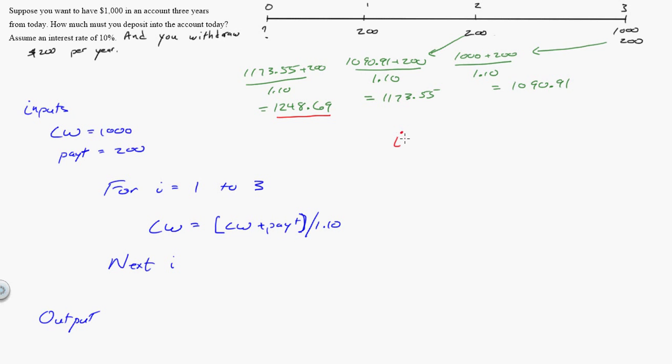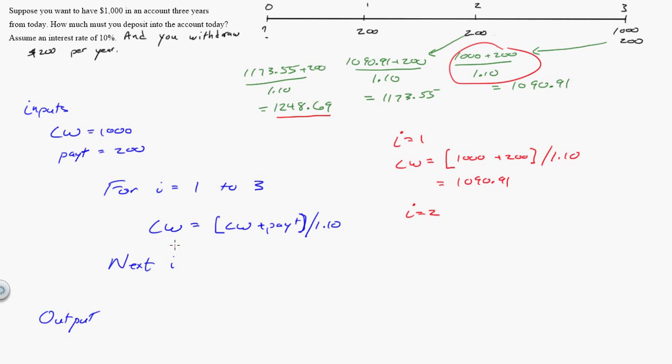So I is equal to 1, CW shall be equal to, well, CW is currently 1,000 plus the payment of 200 divided by 1.10. That's exactly what we did right here, and so that's equal to 1,090.91.